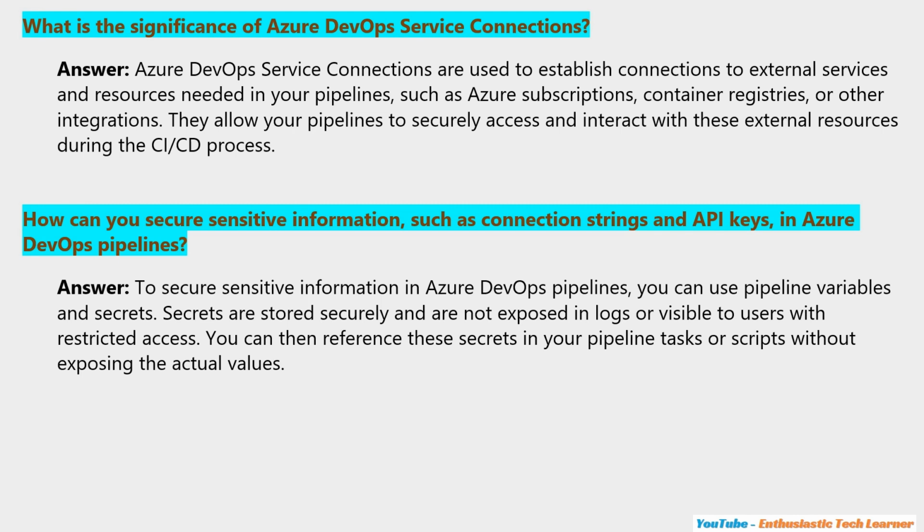Answer: Azure DevOps Service Connections are used to establish connections to external services and resources needed in your pipelines, such as Azure subscriptions, container registries, or other integrations.